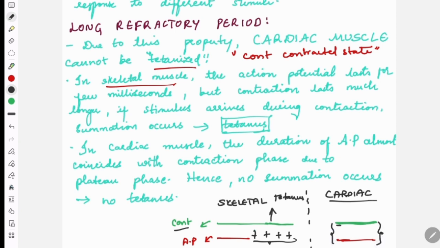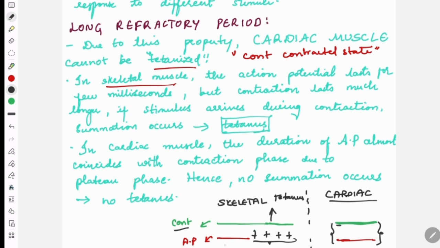That is the reason why even when there is a stimulus occurring during this phase, there is no contraction because there is no summation. Remember one thing, that whenever there is action potential, at that time the summation cannot occur. The heart cannot respond to the stimuli during the action potential.